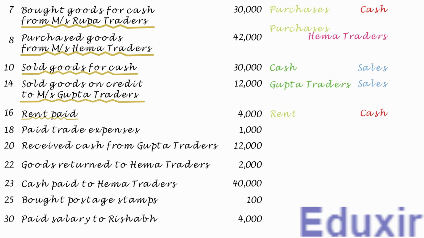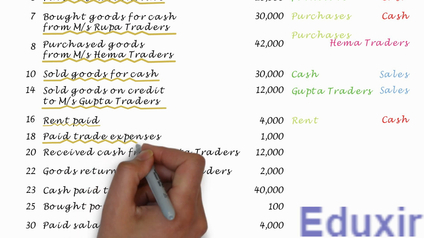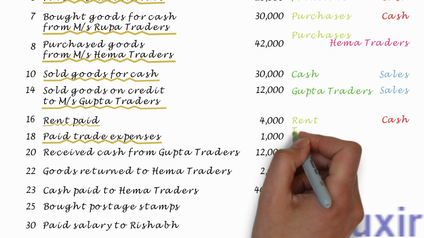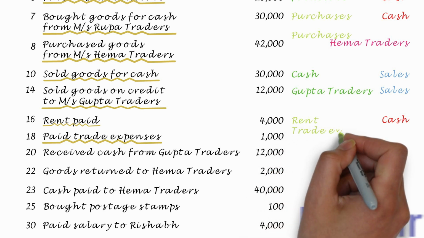In this transaction, the business has paid 1000 rupees of trade expenses. Also remember that unless otherwise specified, all the payments are usually considered to be done in cash. So this transaction can be restated as paid trade expenses in cash. So in this transaction, the business is incurring an expense named trade expenses. The rule to record any expense incurred is to debit the corresponding expenses account. In this case, the trade expenses account should be debited.